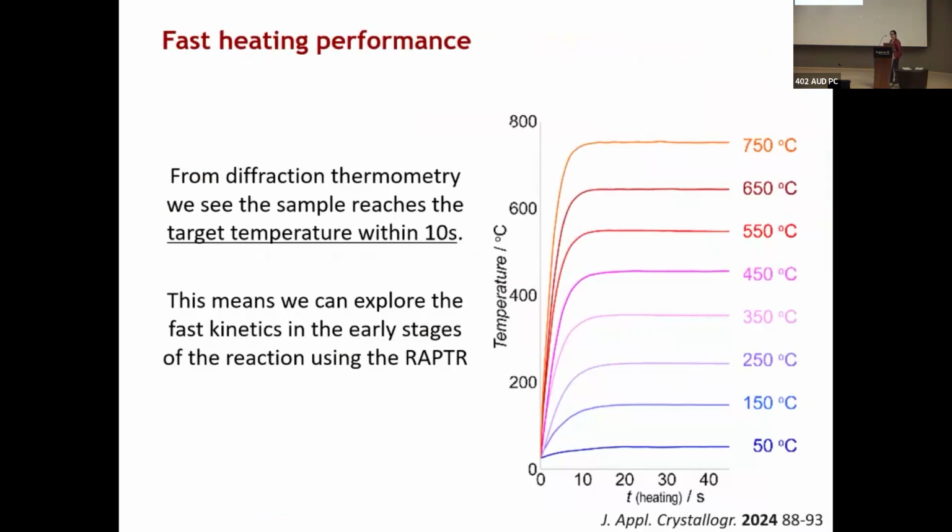So this is diffraction thermometry, just looking at some temperature standards, and we can get anything from 50 degrees to, well, this is 750 degrees, but I'm pretty sure we can get up to about 950 degrees C in 10 seconds in order to initiate a reaction and then watch the early kinetics.